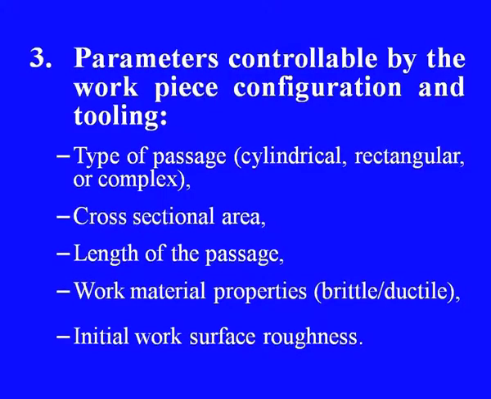Then the parameters that can be controlled by workpiece configuration and tooling include the type of passage, whether it is cylindrical, rectangular or some complex shape, then cross sectional area, then length of the passage, then work material properties, whether they are ductile material or brittle material. Depending on that, material removal will be affected.